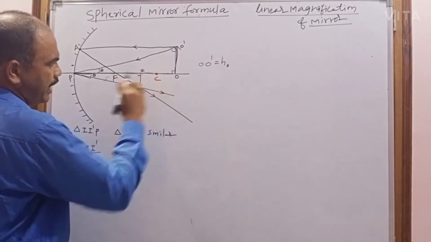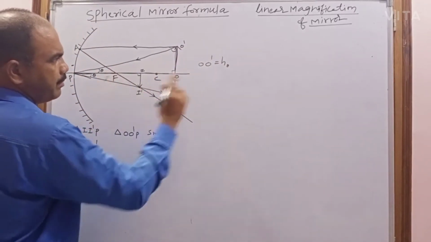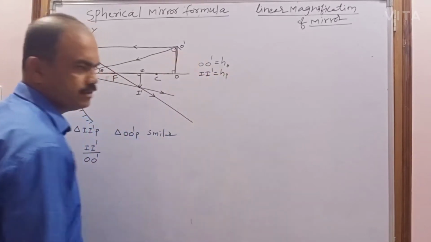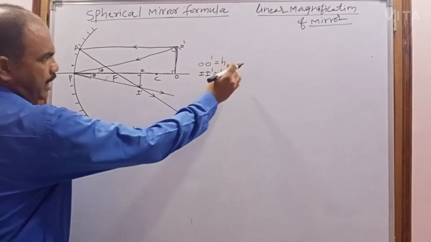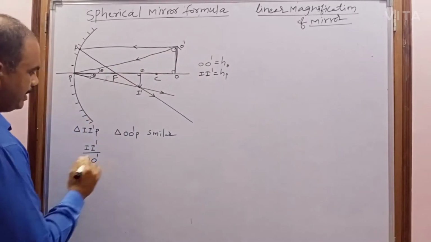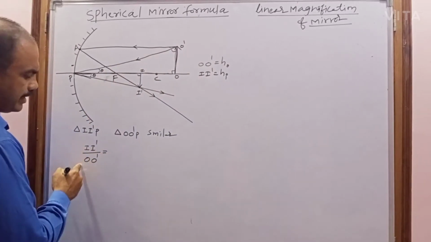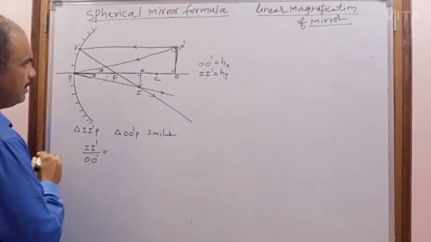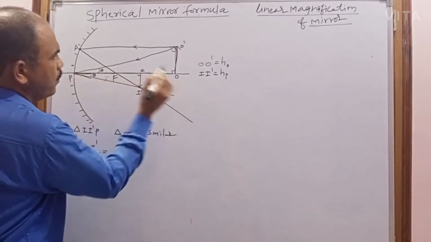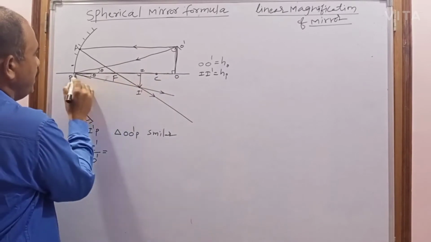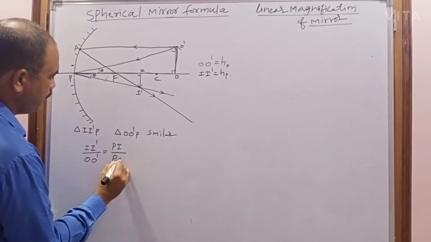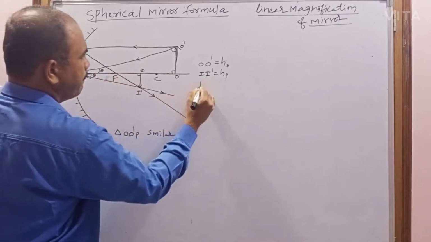And what is II dash? That is nothing but the height of the image. II dash is the height of the image. OO dash is the height of the object. And next, these two corresponding sides are proportional to what? The remaining sides. What are the remaining sides here? PI by PO.